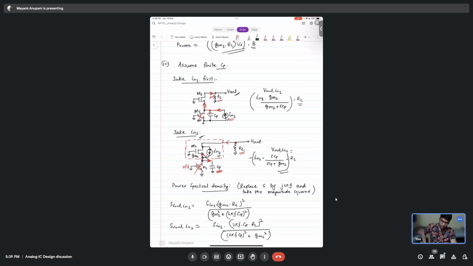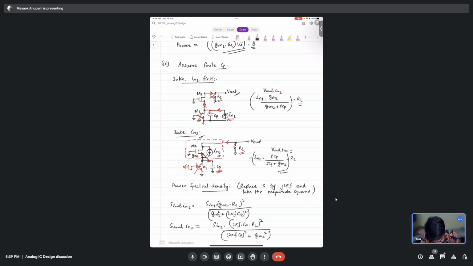Why do you say that? Because the same current will flow through CP and RL. If I join RL and CP... Okay, that's okay. Let's think about it.